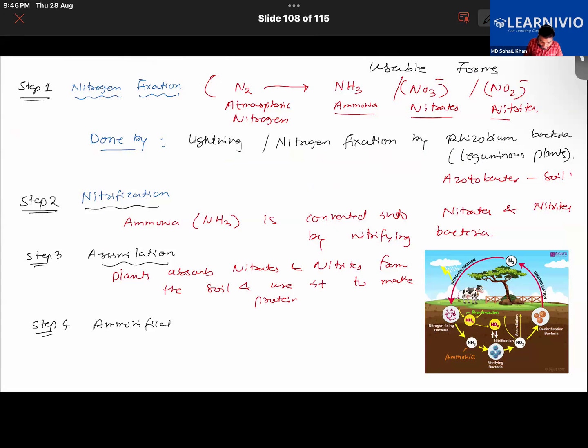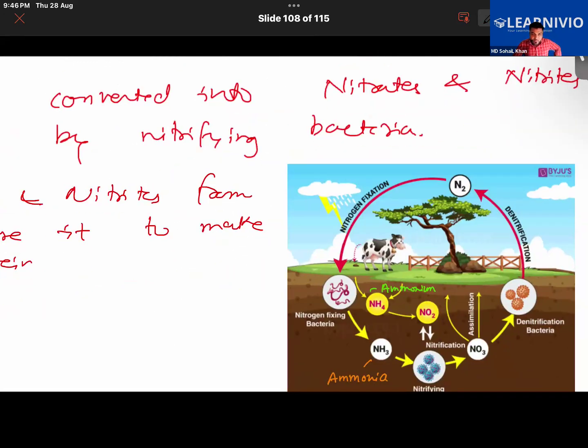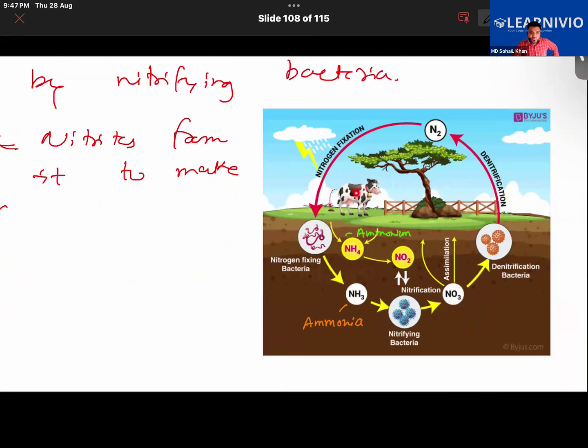Ammonification. As I was saying, when plants die, when animals die, or when animals excrete waste materials, decomposers like bacteria and fungi break down their proteins into ammonium. That ammonium further also gets converted into nitrite. So that is ammonification.